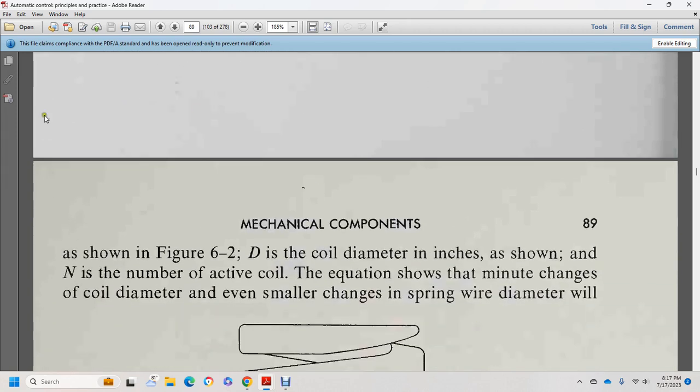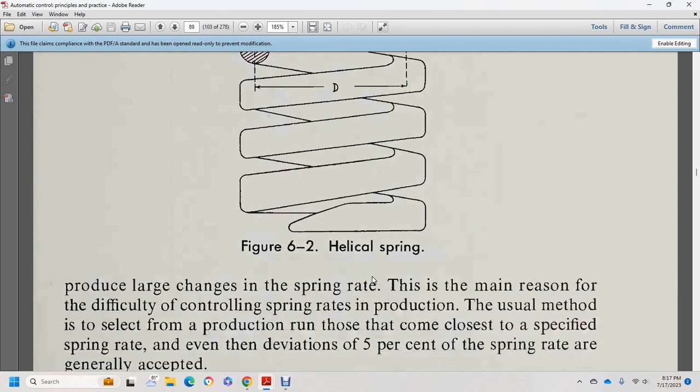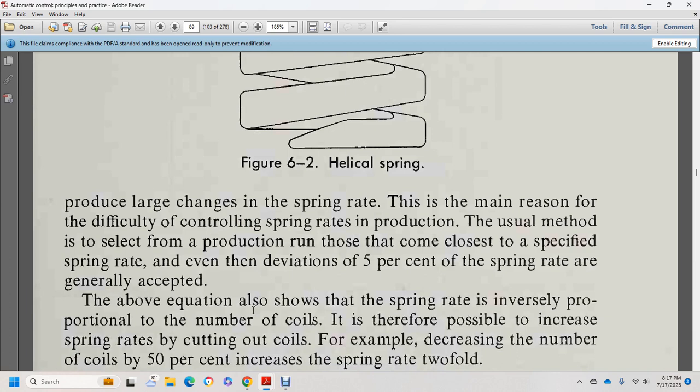The equation shows that even a small change in the coil diameter or in the spring wire diameter will produce large changes in the spring rate of the helical spring. It is difficult to control the spring rate in production. The usual method is to select from the production run those springs that come close to the specified spring rate. A deviation of 5% of the spring rate is generally accepted.